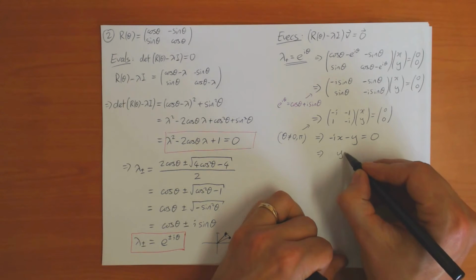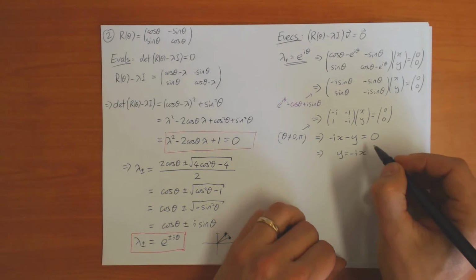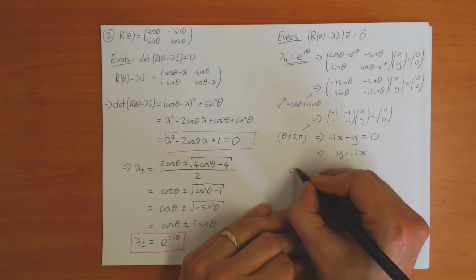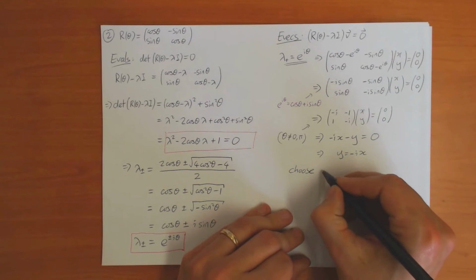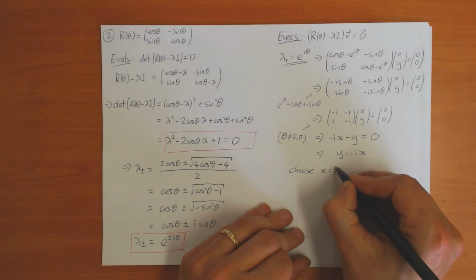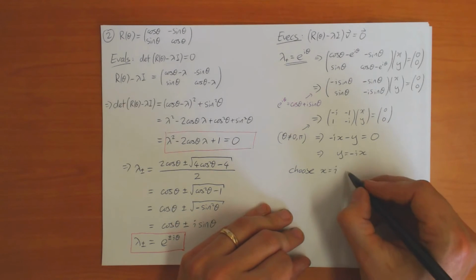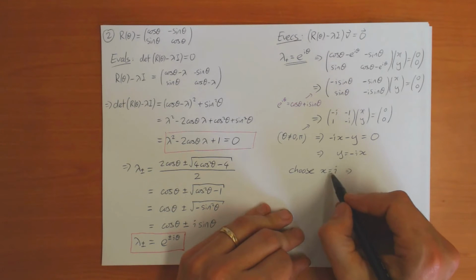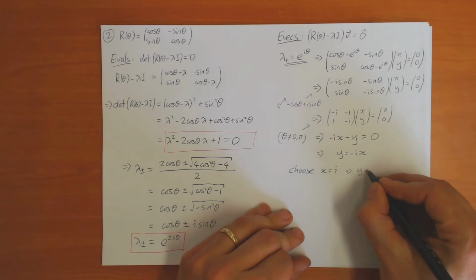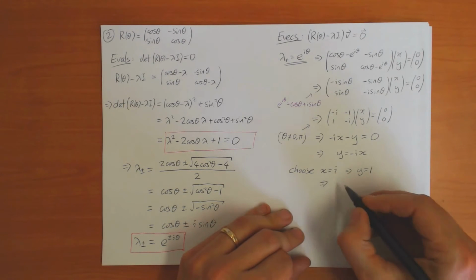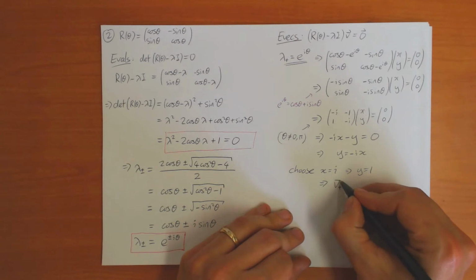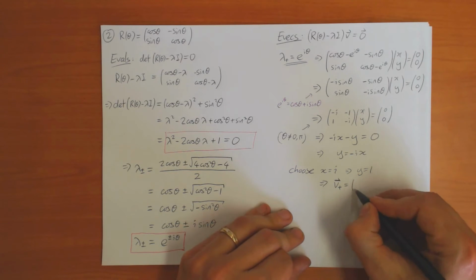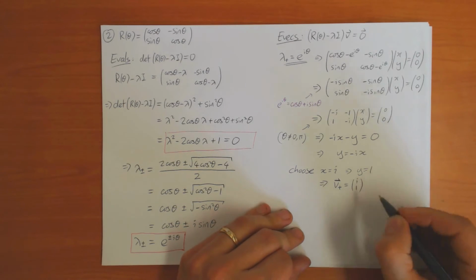So this means that y is minus ix. So just to be different, in this case I'm going to choose x to be equal to i instead of 1. It doesn't matter. You can choose whatever you want. So in that case, you get that y is equal to 1. And therefore, you get the eigenvector v plus: x is i, y is 1.